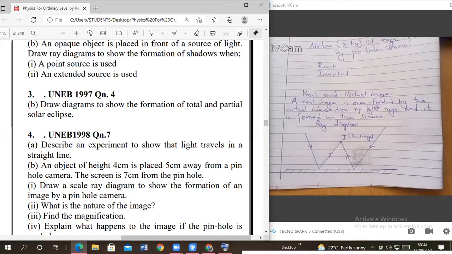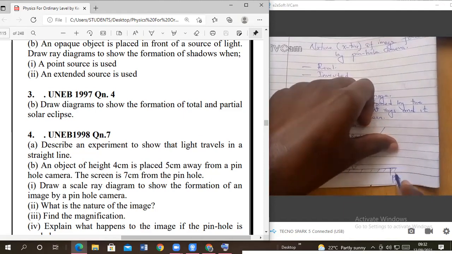Members, not all plane mirrors form virtual images. It depends on how you place the mirror. But as long as the rays from the plane mirror can meet together by the actual intersection of those rays, it will form a real image. Are you together?